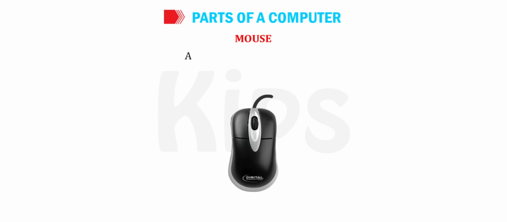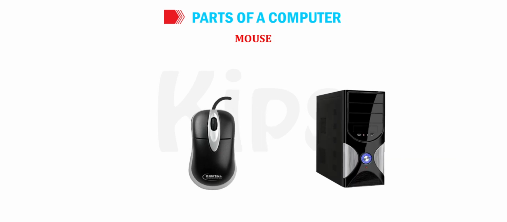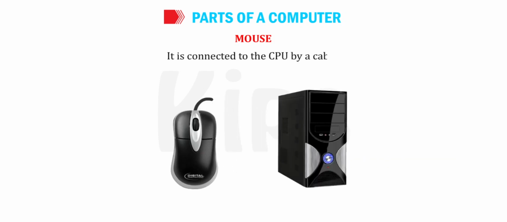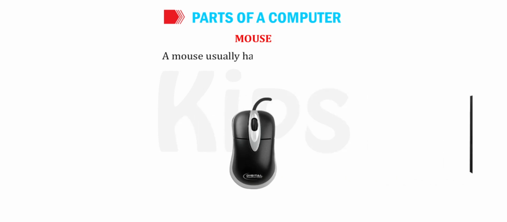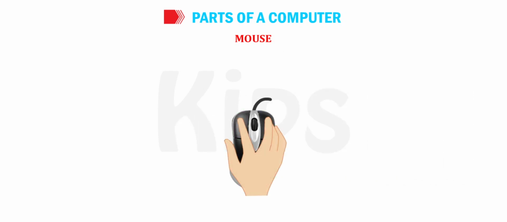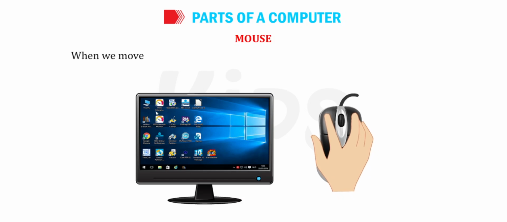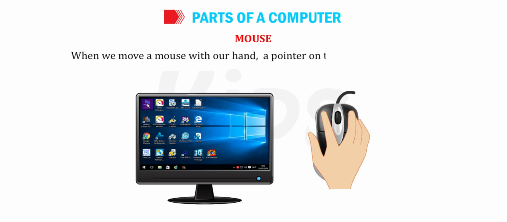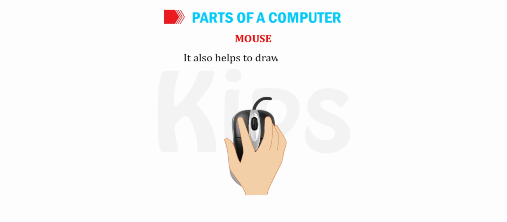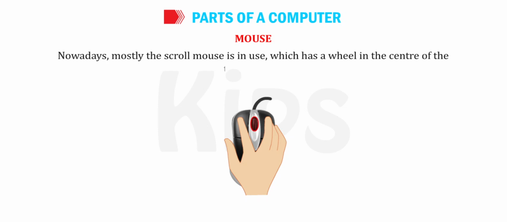Alright, now we shall discuss about mouse. A mouse is a pointing device. It is connected to the CPU by a cable. A mouse usually has two buttons on it. It is used to point, select and move any object on the screen. When we move a mouse with our hand, a pointer on the screen moves in the same direction. It also helps to draw pictures. Nowadays, mostly the scroll mouse is in use, which has a wheel in the center of the two buttons.